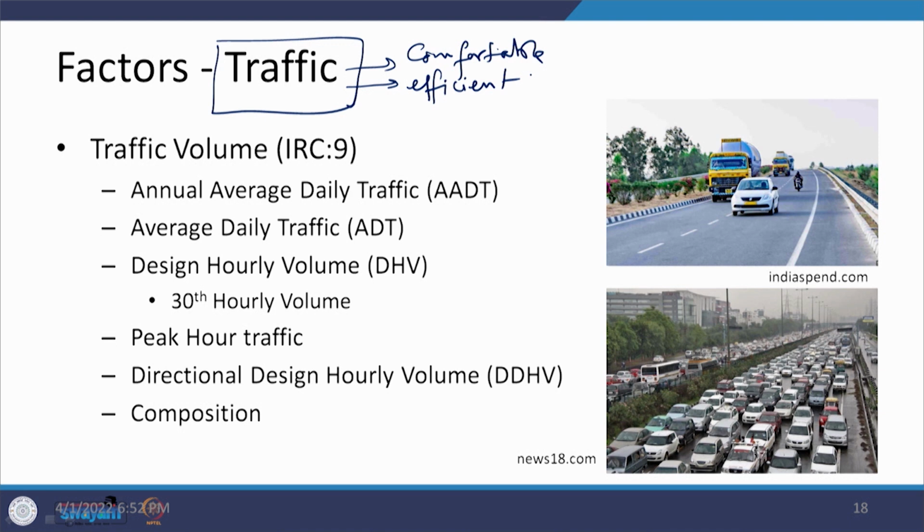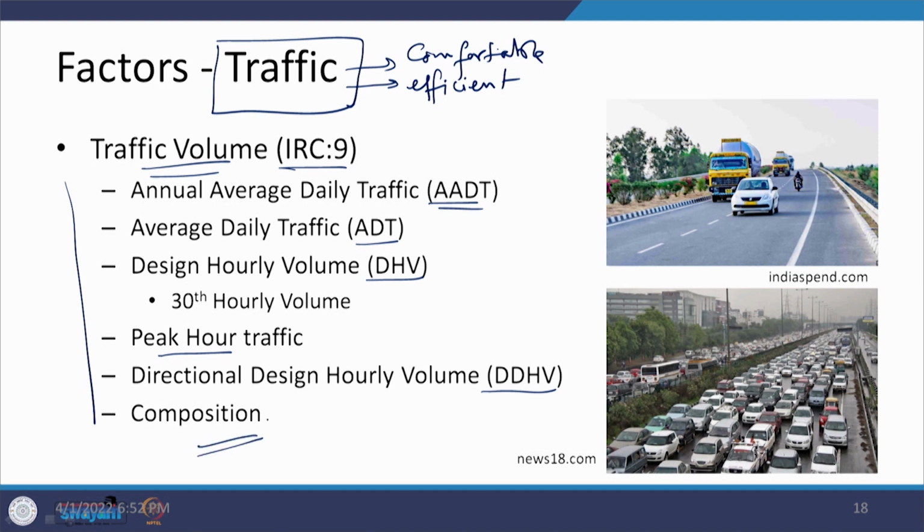Now, when you are talking about traffic volume, though it is covered in IRC 9, if you are interested you can look at that. This can be talked about in different units or forms, as shown here. We can talk as AADT, which is annual average daily traffic. We may talk in terms of only ADT, that is average daily traffic. We may talk as a design hourly volume. We may consider the peak hour traffic. We may put one more D in front of DHV, and that becomes a directional design hourly volume.